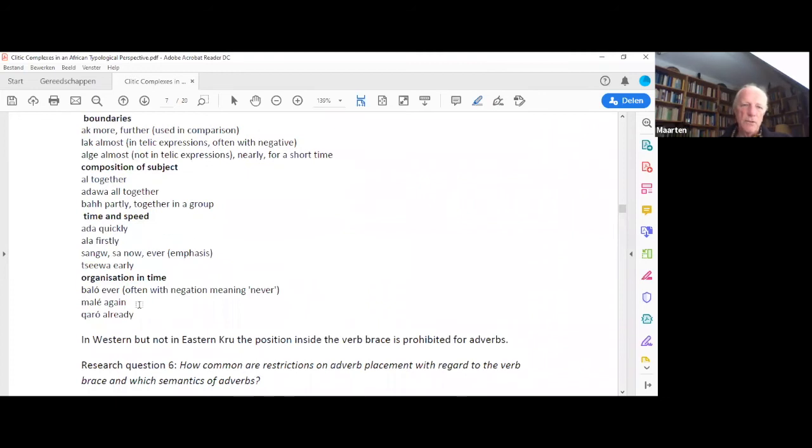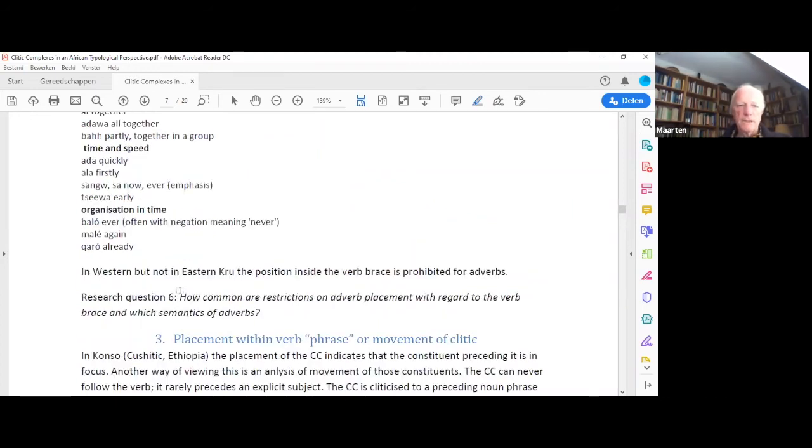So in Iraku, we have to talk about two kinds of adverbs. But there is something recurring: certain types of adverbs, of these types of firstly, quickly, early, ever, again, already, tend to be preferred within the brace for a number of these languages that are unrelated and different types of activity.